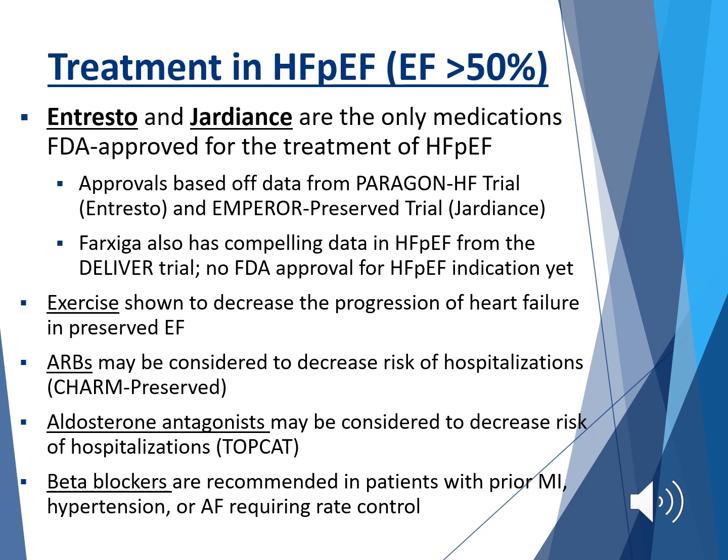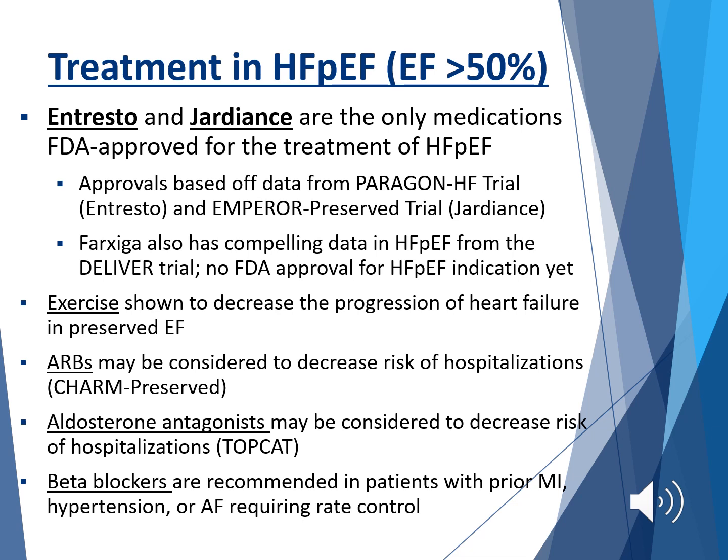But these results were mainly driven by a reduction in heart failure hospitalizations. What we don't know is whether this is a class effect. Currently there is a trial looking at dapagliflozin or Farxiga in HFpEF, but those results aren't out yet. It'll be interesting to see whether they see the same results and if that leads to an FDA approval. Exercise has definitely been shown to decrease the progression of HFpEF, so we definitely want to recommend that for our HFpEF patients. ARBs can also be considered to decrease the risk of hospitalizations based off of the CHARM-Preserved trial. And spironolactone also has some data in HFpEF as well.